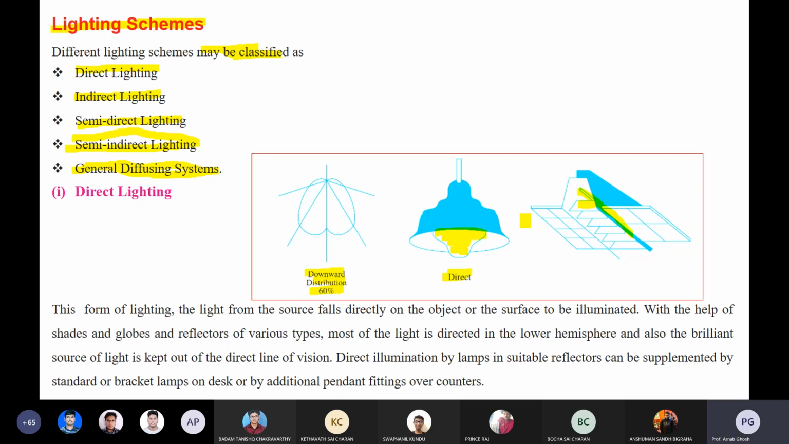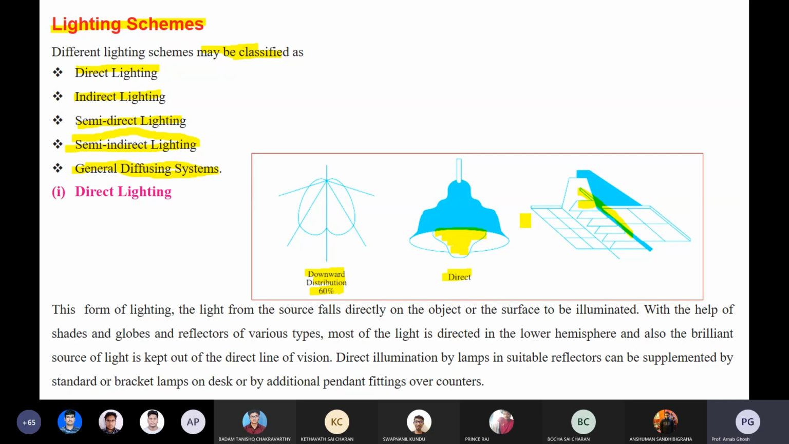Why are we sometimes avoiding direct lighting? The intensity of light is sometimes so high that it can affect our eyes. If it is not required so much, we can change it. But for the OT, operation theater, there are single dome, double dome and multiple dome lights, and their intensity is very high. They only illuminate the workplace, focusing on it. So based on your requirement, you can design it.